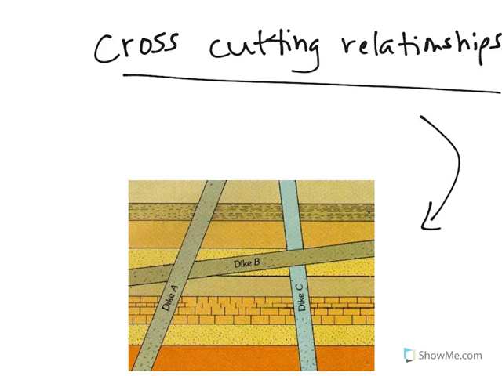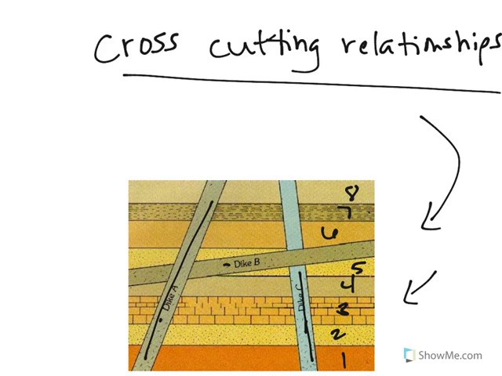We can see that we have several rock layers. Remember, oldest is always on the bottom, so 1, 2, 3, 4, 5, 6, 7, 8 rock layers. And we have 3 igneous dikes. We have dike A, dike B, and dike C. So if we were to take a look at this, we see that we have 3 of these dikes that are cutting across these sediment layers.